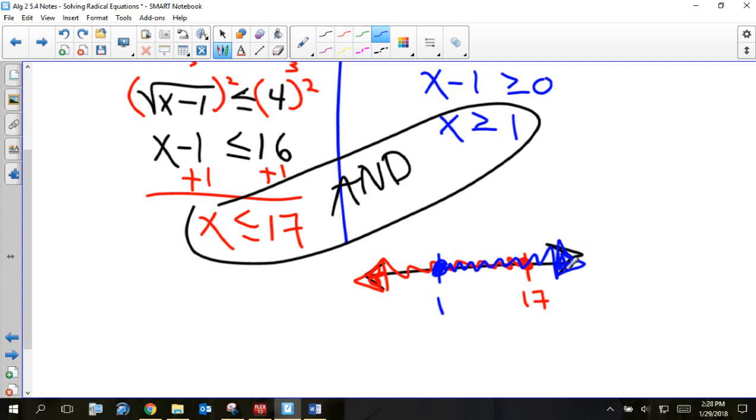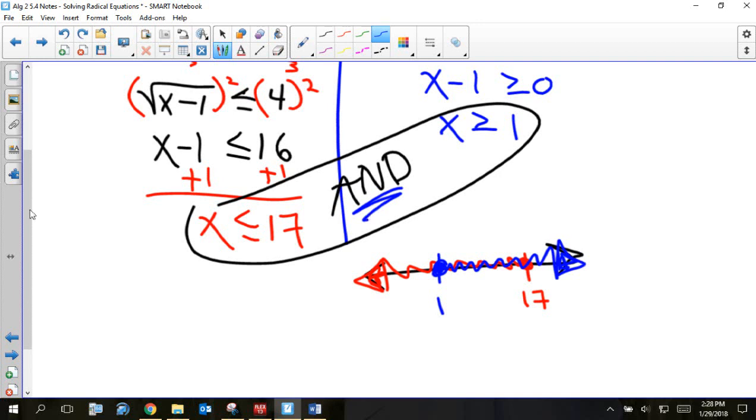Now my solution is where both of them are, where both colors overlap. Can you explain to me where both colors are? Duncan, do you know where both colors are? Between 1 and 17. Does it include 1 and 17?